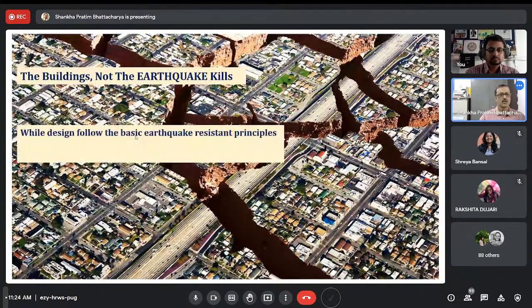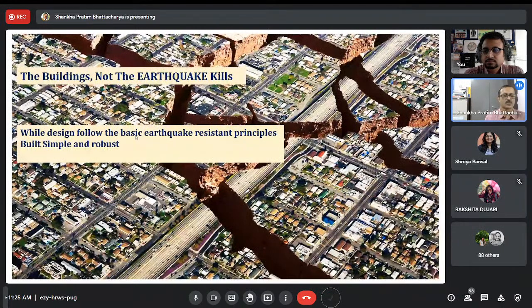Number 2, while designing, follow the basic earthquake resistance principles. You can go through the IIT, no, that is the disaster management. Professor Mitra may know that one. There are earthquake guidelines freely available online. You can download them and read them. They are available in English, Hindi, and maybe Tamil nowadays. BMTPC earthquake tips, please go through that.